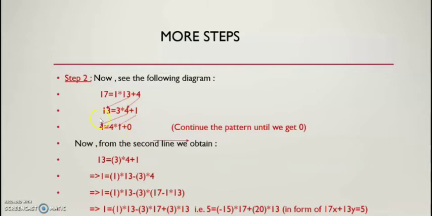Before the last line, we will always take the line that is before the last line, that is 13 equal to 3 into 4 plus 1. We have put it here, and our intention is to generate a form that is 17x plus 13y equal to 5. Now in that case, 1 equal to, we just put it on the right hand side, 1 equal to 1 into 13 minus 3 into 4. And here we have already got 13 as a coefficient, but we cannot get 17. Here is 4, there is not 17. Now somehow I have to replace 4.